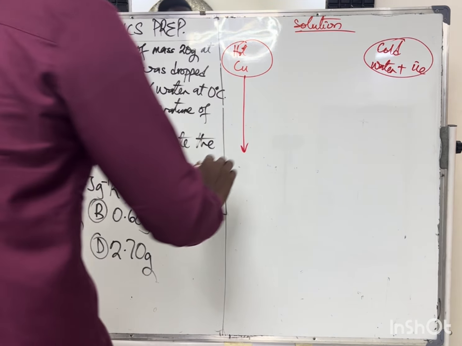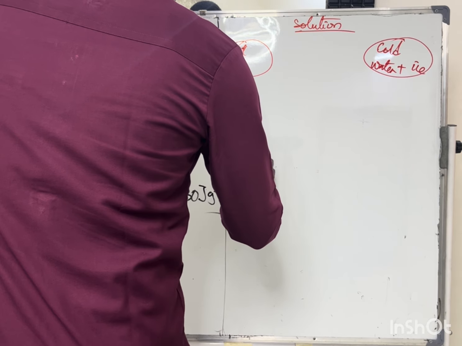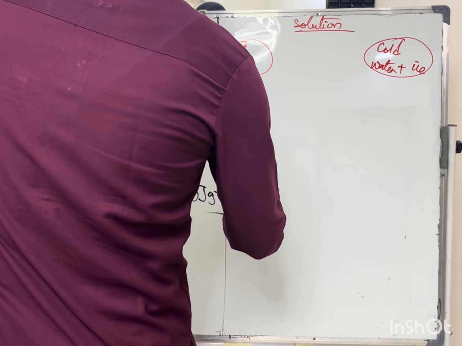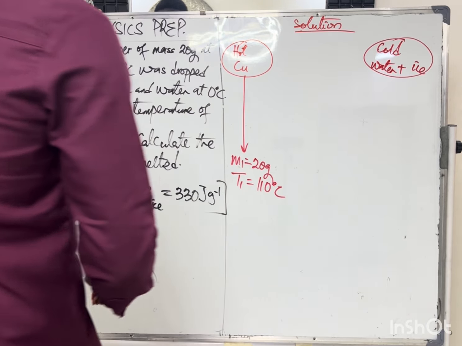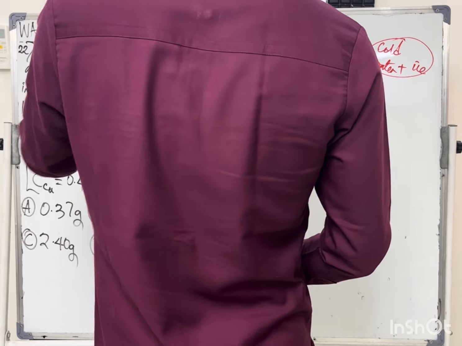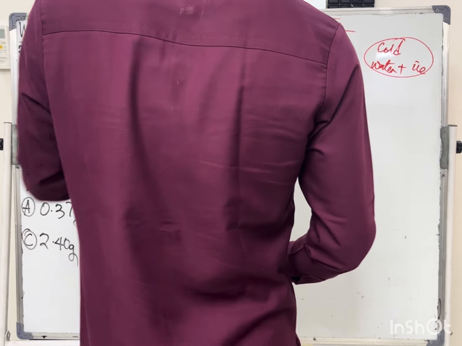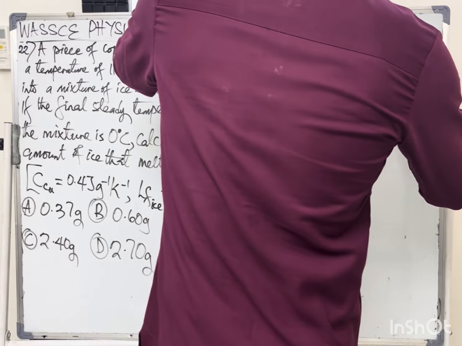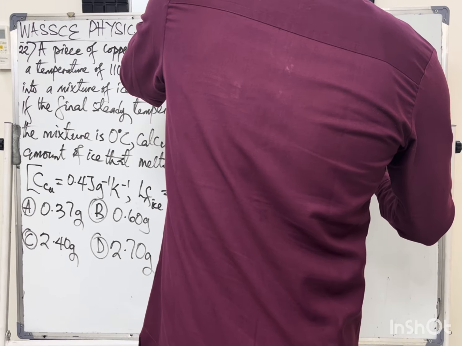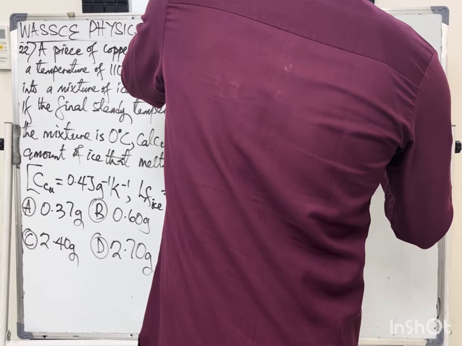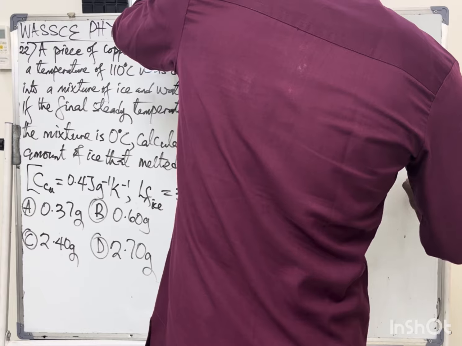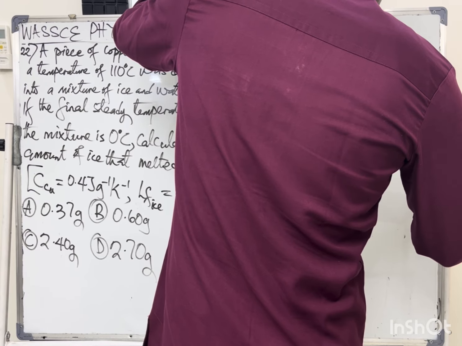So for the hot body, the mass M1 is 20 grams, and the temperature T1 is 110 degrees Celsius. All right, what else did they say? Okay, that's it. Then they say it was dropped into a mixture of ice and water at 0 degrees Celsius. So that means the temperature of water, T2, is 0 degrees Celsius. That of ice, T3, is still the same, 0 degrees Celsius.